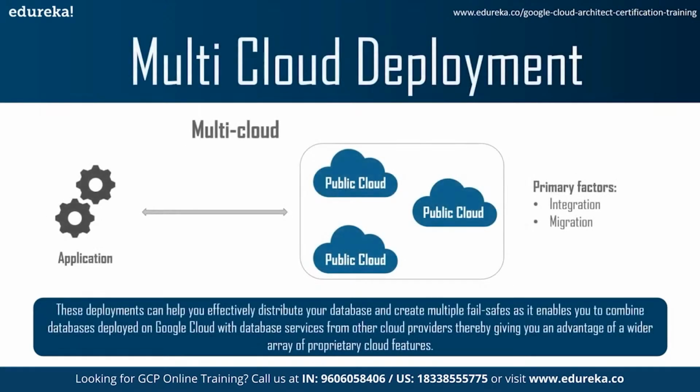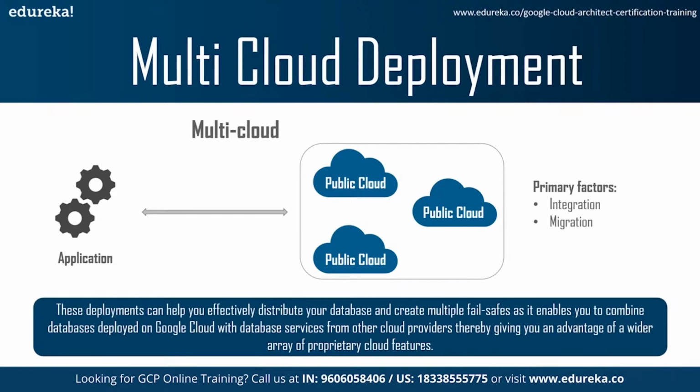So the third kind of deployment is multi-cloud deployment. These types of deployments can help you effectively distribute your database and create multiple fail-safes, as it enables you to combine databases deployed on Google Cloud with database services from other cloud providers, thereby giving you an advantage of a wider array of proprietary cloud features. There are two primary factors to be considered when deploying this model. First is integration, ensuring that client systems can seamlessly access databases regardless of the cloud they are deployed on. For instance, use of open source client libraries to make databases smoothly available across clouds.